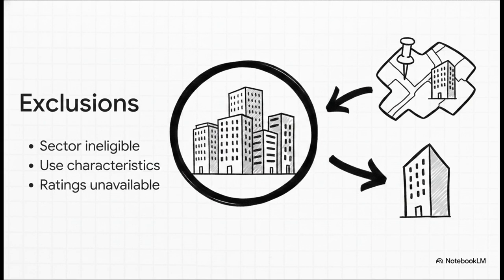Now, this next rule is a real game changer because this is where you can actively optimize your reporting. A super vital nuance is that you can actually exclude specific square footage from your denominator. If a property sector or a specific use characteristic makes a building totally ineligible for an Energy Star rating, you just remove it from the total. The same goes if a property is in a geographical location where energy ratings simply aren't available. Take it out of the denominator so it doesn't artificially drag down your overall percentage.